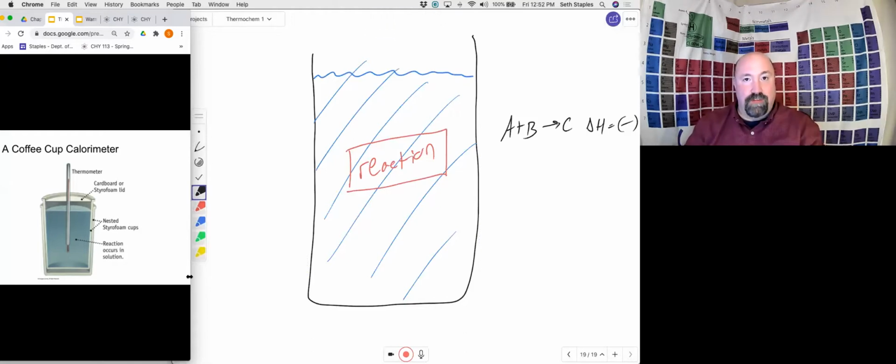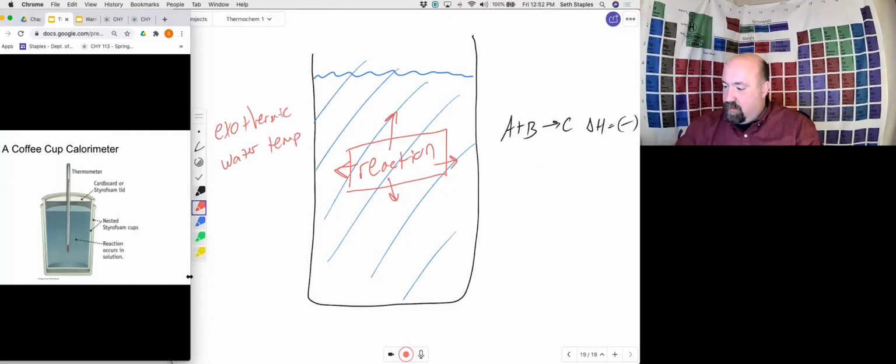So the reaction is losing heat. The reaction is giving off energy. Where does that energy go? That energy goes into the water. And so what's going to happen to the temperature of the water? In this exothermic reaction, that means the water temp is going to go up. The energy is going from the reaction into the water. Water temperature is going to rise. Now, it's easy enough for us to measure the mass of the water.